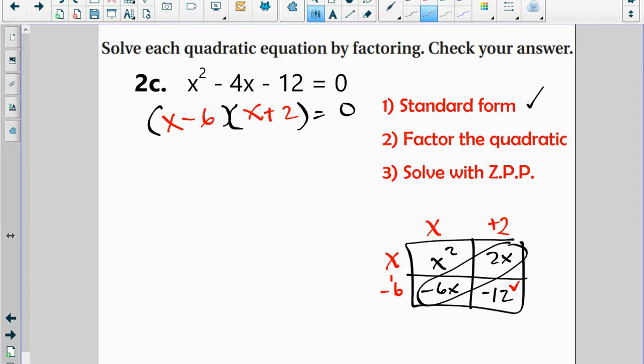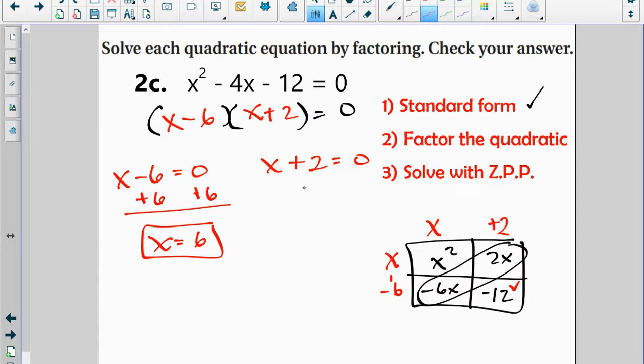And now we can use our zero product property. So either x minus 6 equals 0 or x plus 2 equals 0. In either case, we use inverse operations to solve. We get x equals 6, and we get x equals negative 2 as our two solutions. Those are the two values that would make our quadratic equation equal to 0 on both sides.